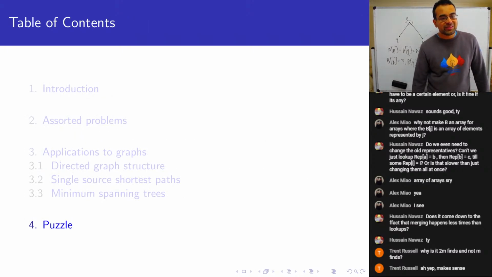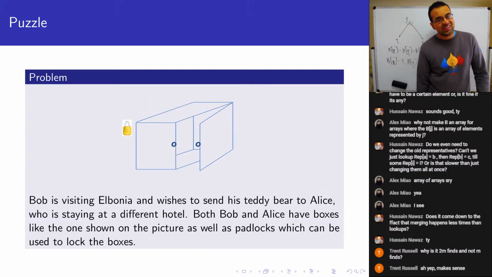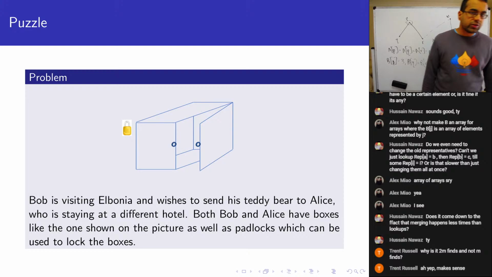Before we wrap up, let's give you one more puzzle. I'm very happy that people have been discussing these puzzles at length on the forum. Let's keep that going. So this puzzle may be familiar to some of you from security and things like that. There's two people in different hotels. Bob wants to send a teddy bear to Alice using a lockbox. So this box has a padlock on it. It has an associated padlock which can be used to lock it.